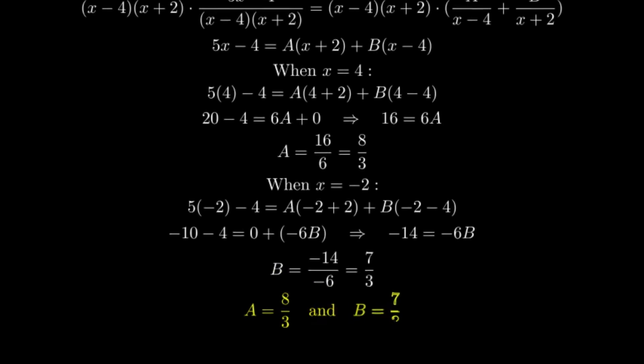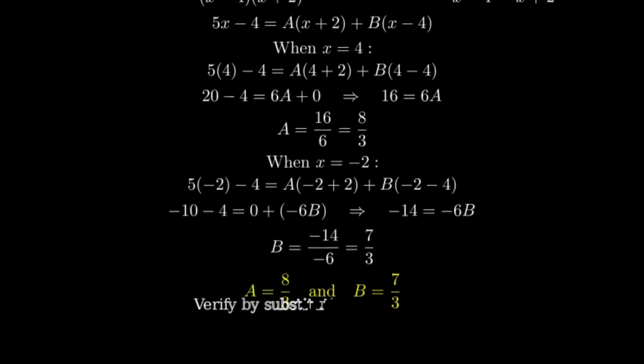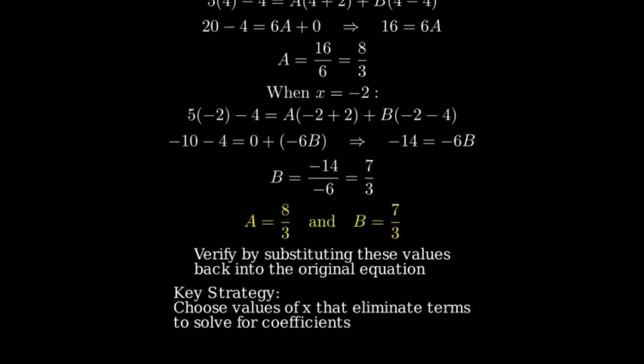Therefore, our final answer is that a equals 8/3 and b equals 7/3. You can verify this answer by substituting these values back into the original equation. The key to solving partial fractions problems like this is to choose special values of x that make terms disappear, making it easier to solve for the unknown coefficients.